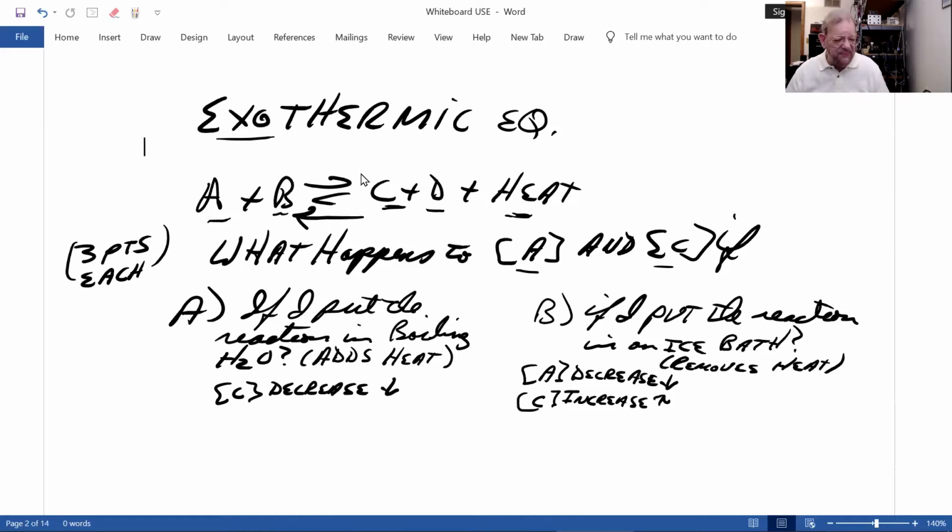Go down. Now, when C, D, and heat react, they make more A and B. If you make more of something, the amount you have, the concentration in this case, will increase. And that's how you do exothermic reactions.